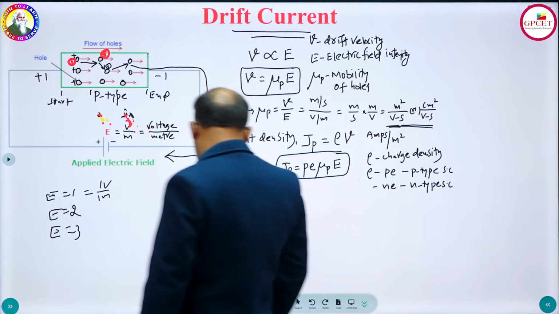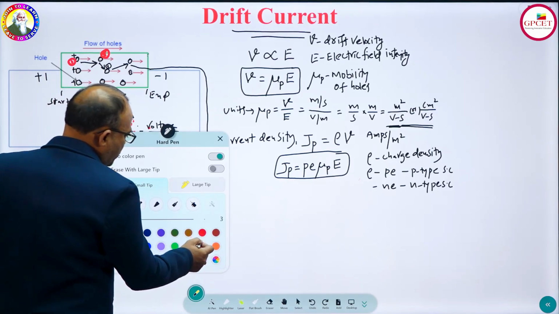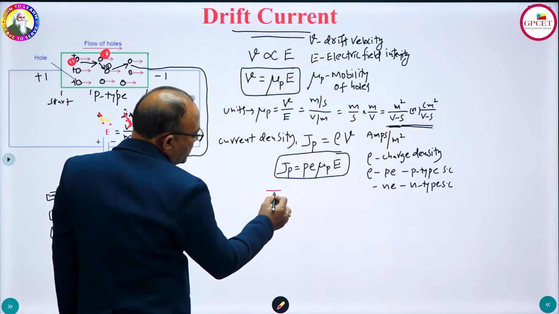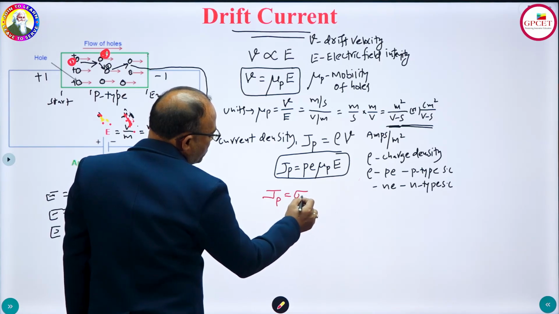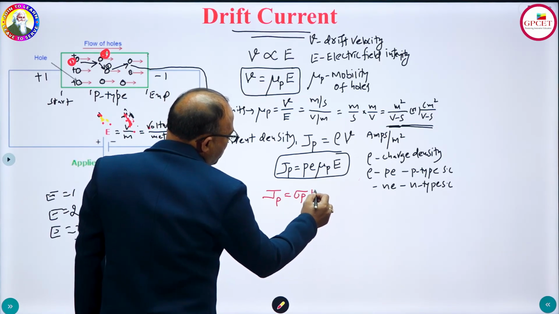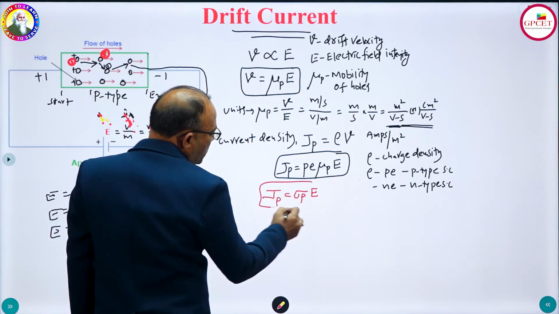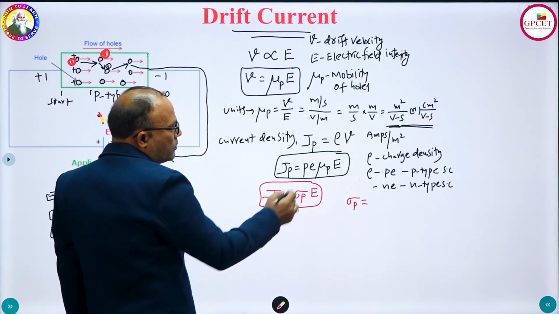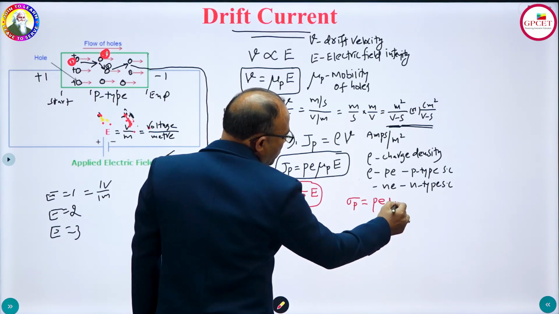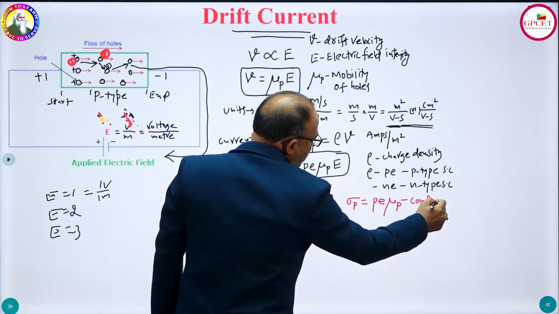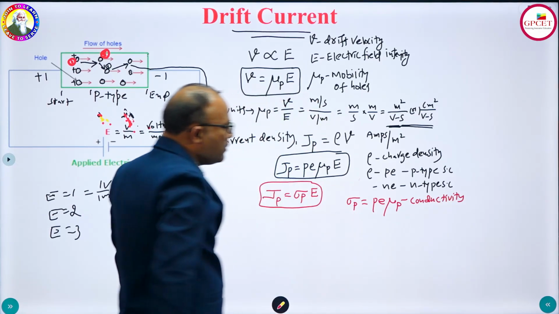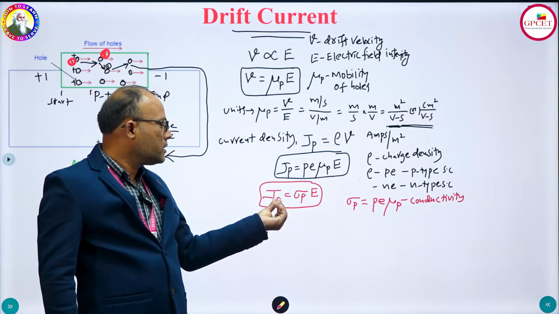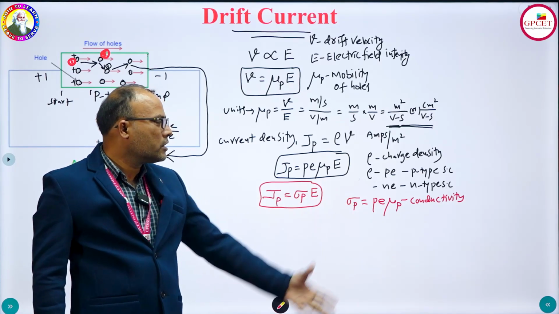The same thing I can write as current density Jp is equal to sigma p into E, where sigma p is called conductivity. Sigma p is equal to Pe mu p. It is called conductivity, because I am replacing Pe mu p by sigma p. So the formula is Jp is equal to sigma p into E. Sigma p is called conductivity, which is nothing but Pe into mu p.